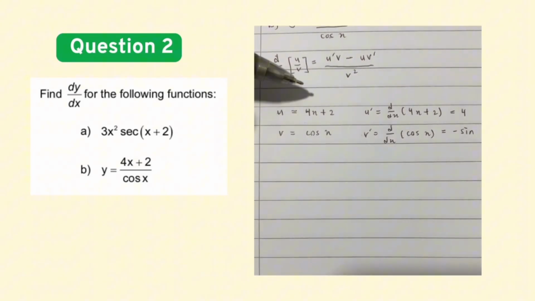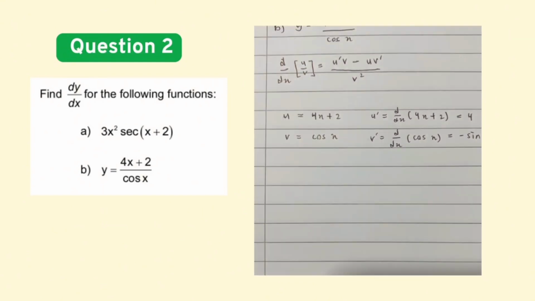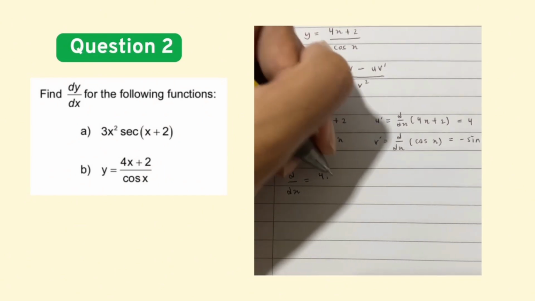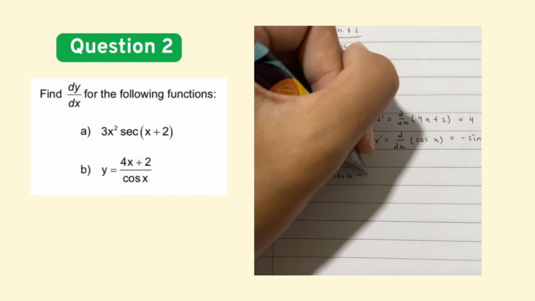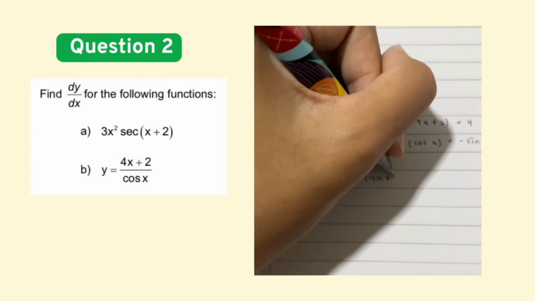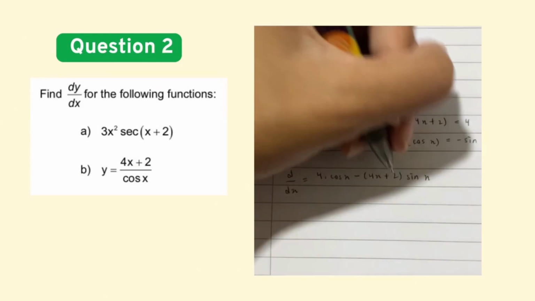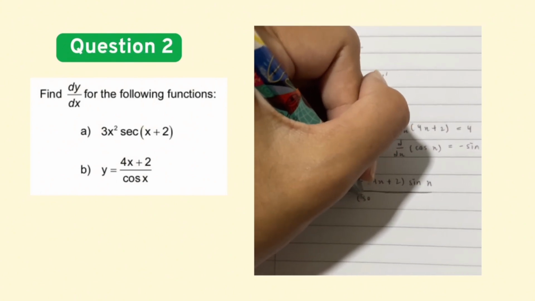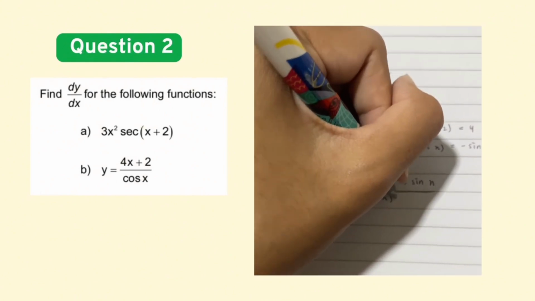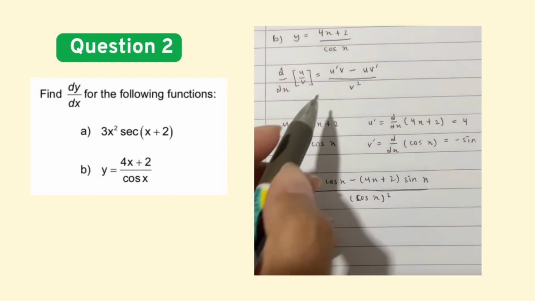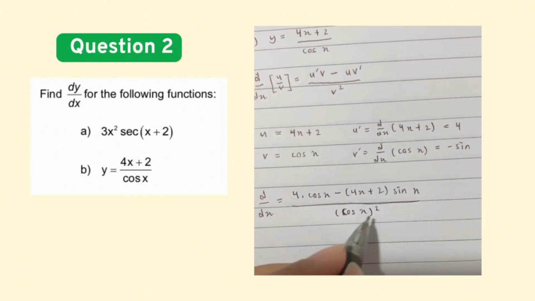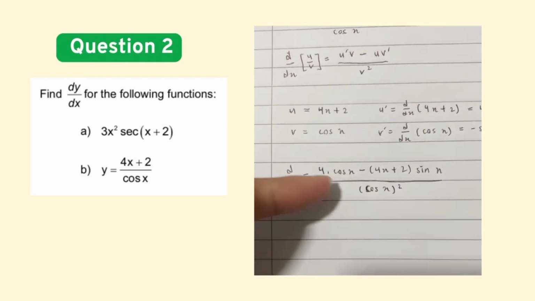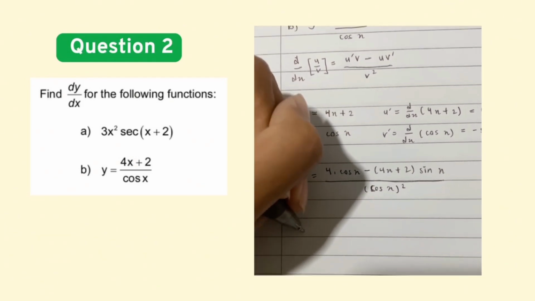So now we just need to put all of this into this. So d over dx, 4 times cos x minus 4x plus 2, cos x. So you will get this when you put, I put a bracket here because it is easier to see that power of 2. So if this is a bit confusing, you can simplify this into over dx.